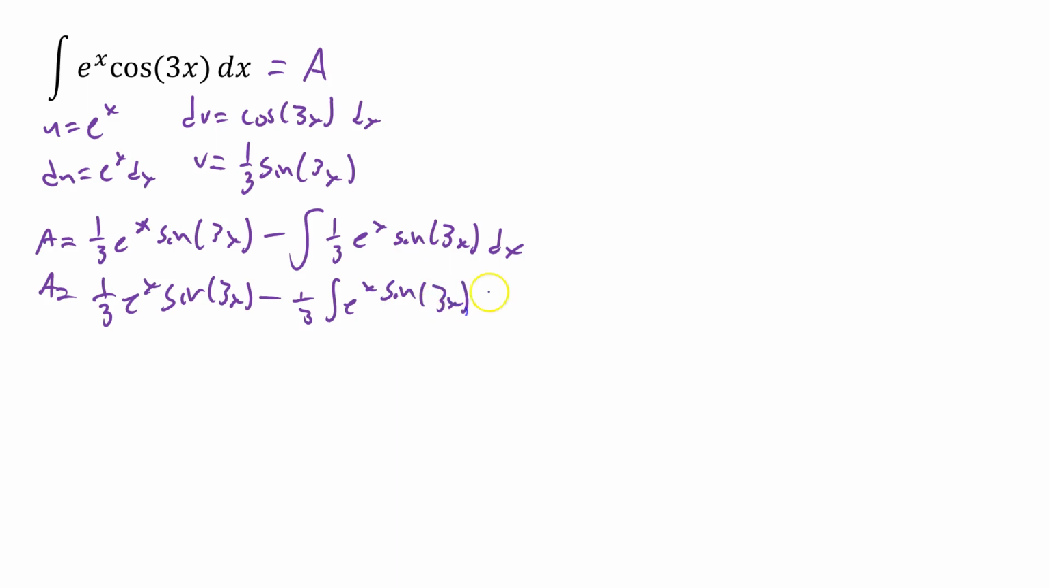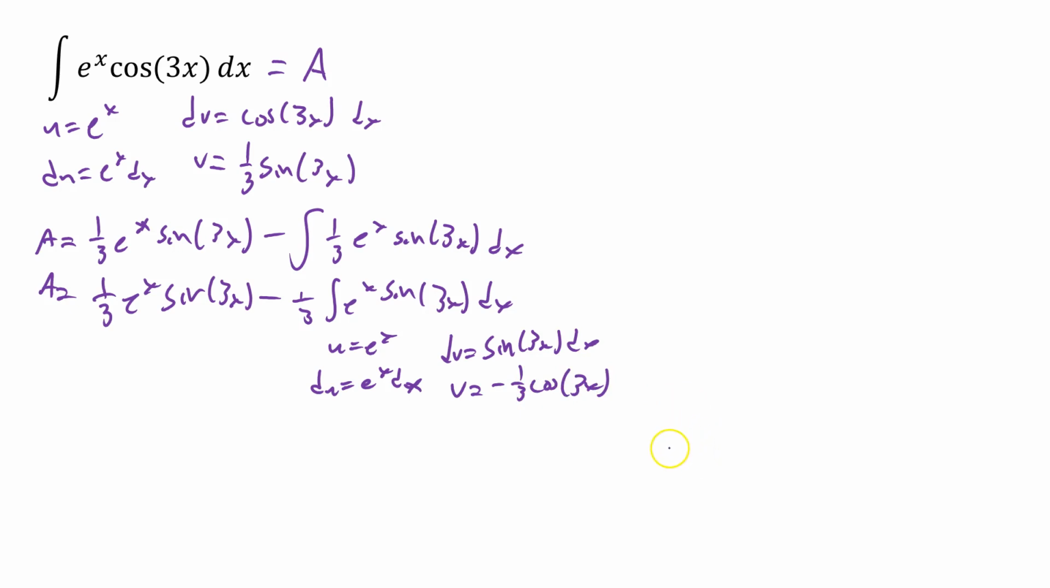So we do u sub again. So u is going to be e to the x. Du then is e to the x dx. dv is then sine of 3x dx. So then v is going to be, let's see, negative 1/3 cosine of 3x. Okay, so integration by parts on that part.